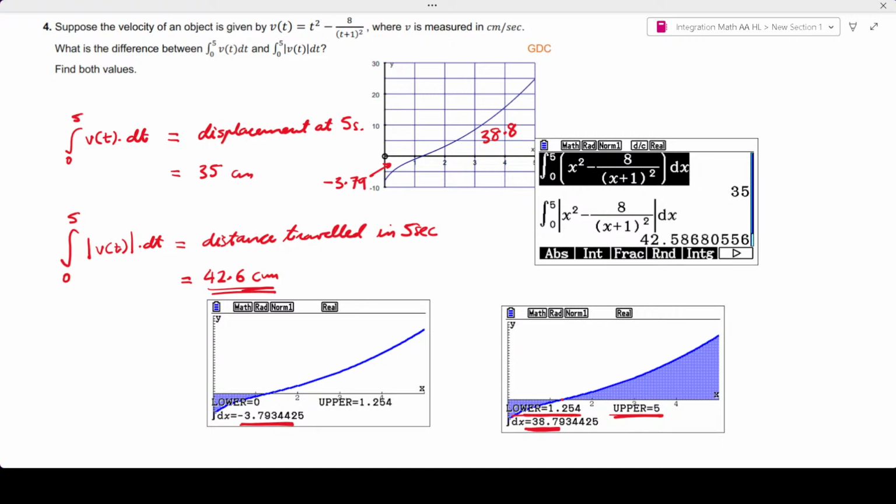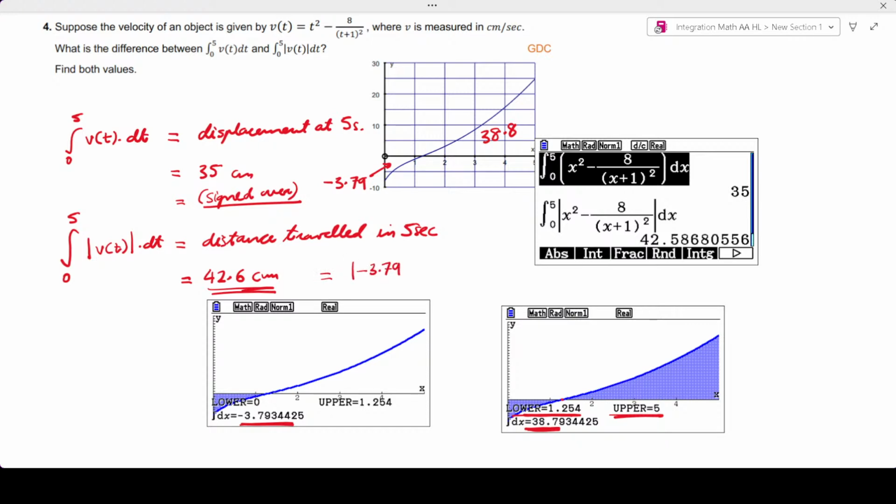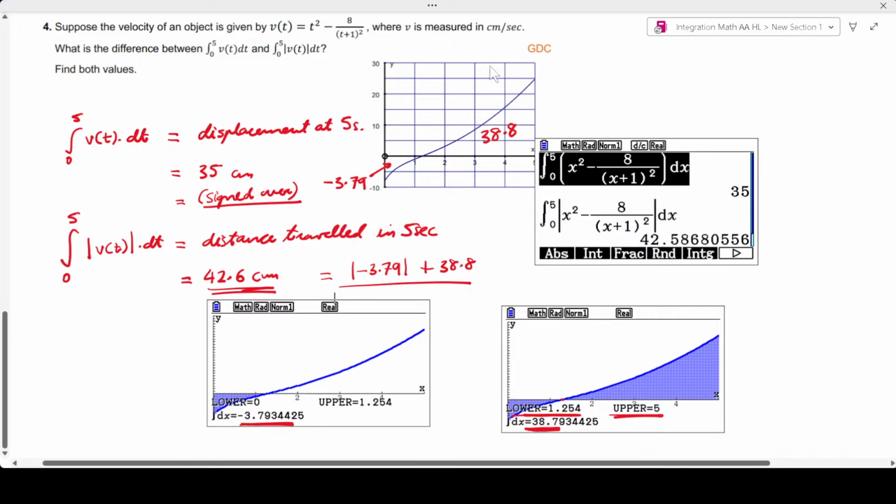So if you're looking at the displacement, what we do is take the sign of the area. So you take 38.8 minus 3.8. Basically, that's 35. But when you're looking at the distance traveled, you just take the absolute values. You take 3.8 plus 38.8. So that's the difference.